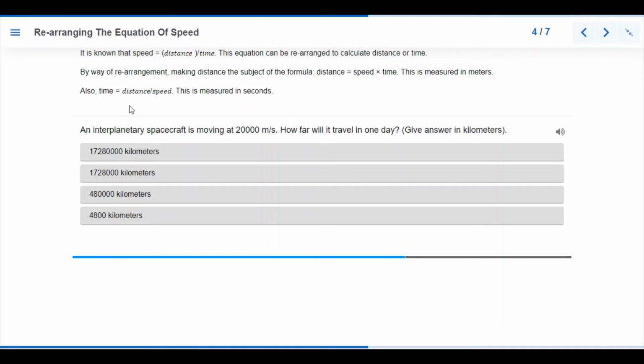Now, a planetary and interplanetary spacecraft is moving at 20,000 meters per second. How far will it travel in one day? We have to give our answer in kilometers. With that in mind, our speed is equal to 20,000 meters per second.